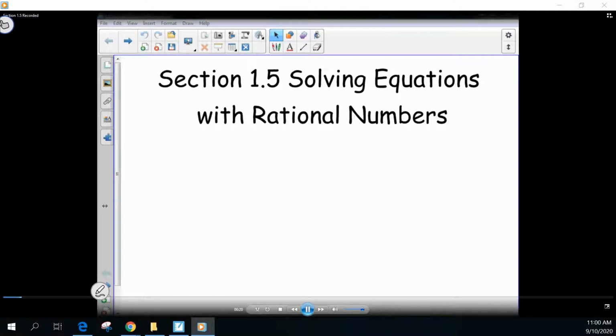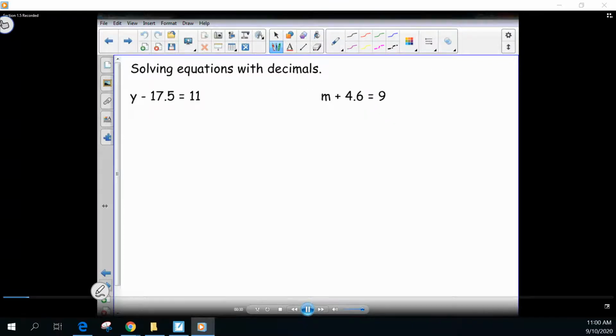Alright, today we are covering section 1.5, which is solving equations with rational numbers. But we are going to get into just a little bit of algebra. So starting off, we're going to look at solving one-step equations. So this is number 1 and number 2.